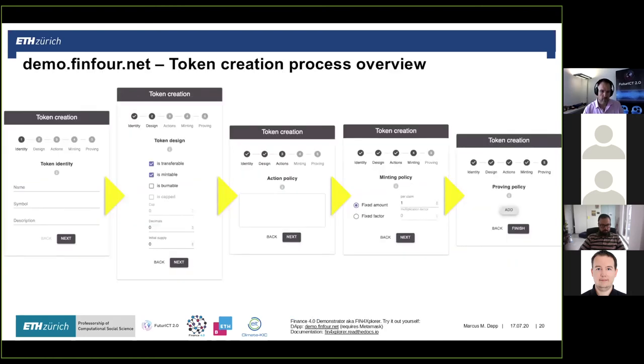This I can do rather quickly because the screenshots are different today, because it's not completely new here. But just to give you an idea, this is a process of creating a token. There are all kinds of parameters. Where's my mouse? All kinds of parameters you can think about. And Ben will show you this much more in detail in a minute.